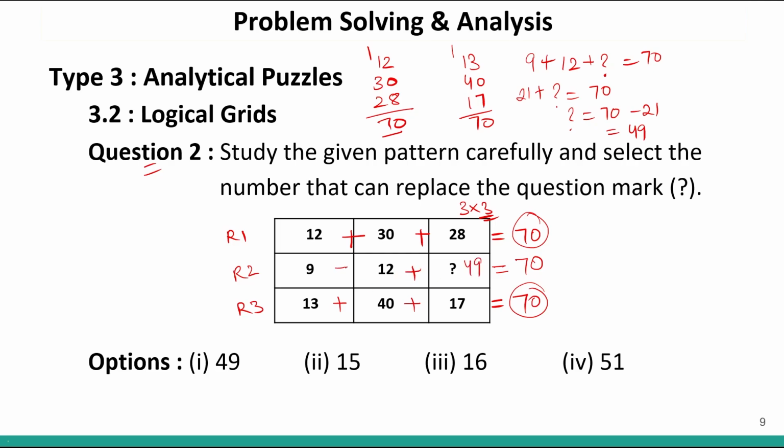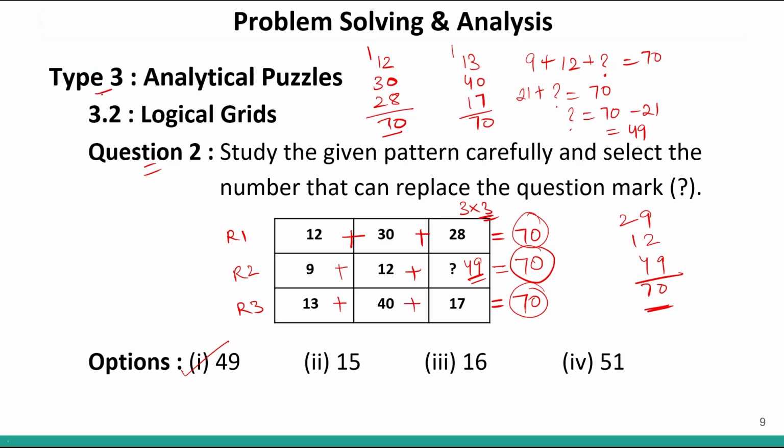So if I add 9 plus 12 plus 49, this will be 70. So this confirms that the output will be the same, 70, if 49 is the number in this missing element. So option number 1, 49, will be the correct answer to this logical grid question. Clear? This is how you solve questions on logical grids.